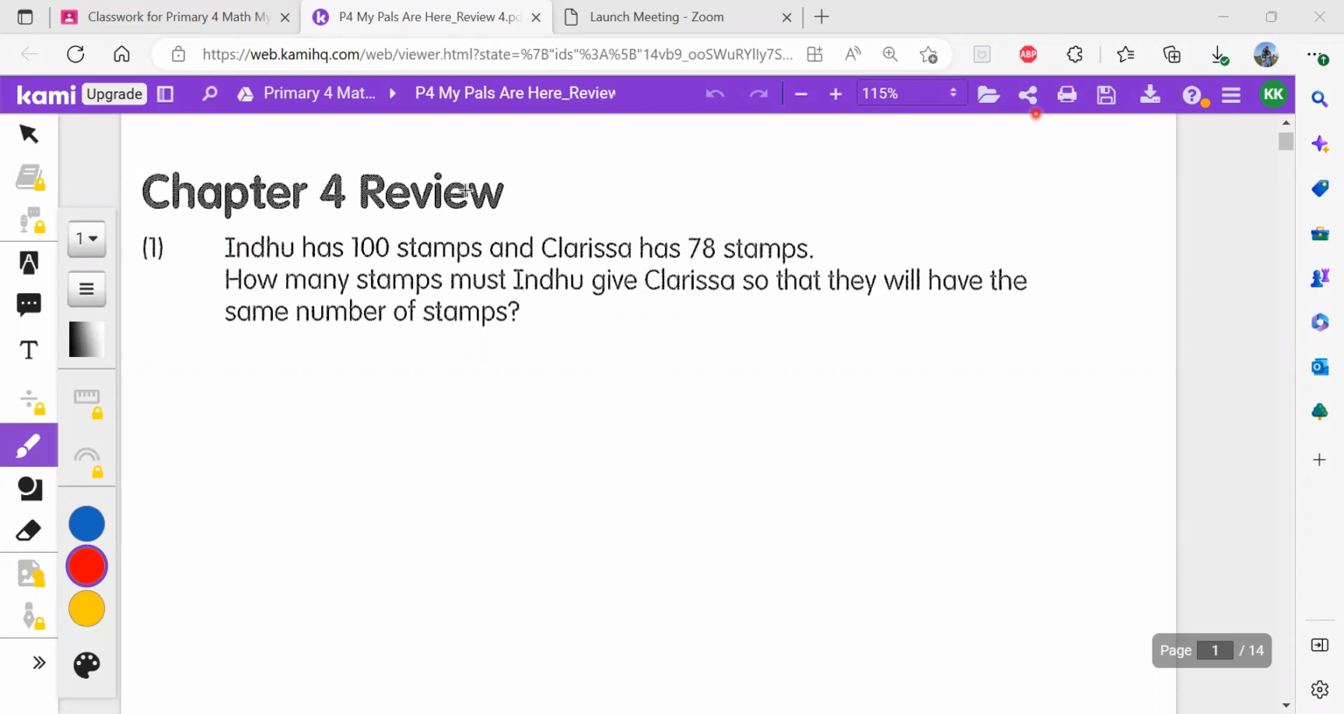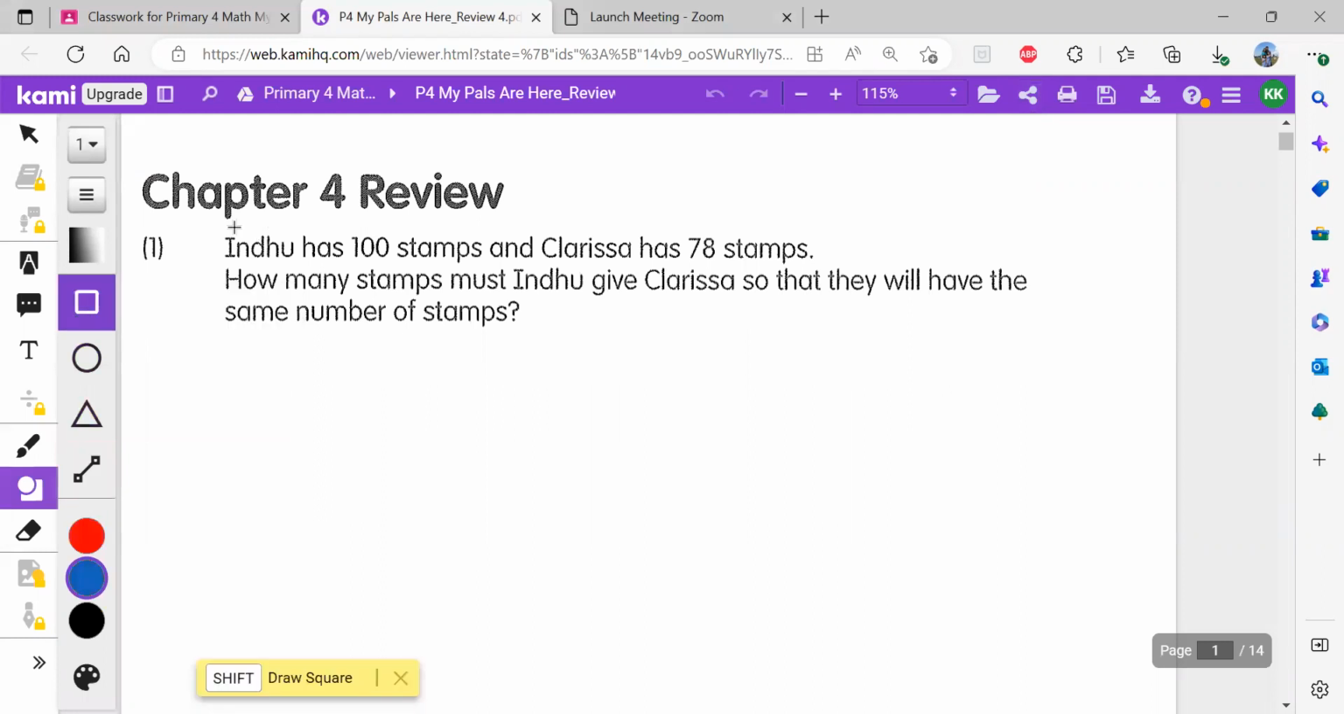Right, to turn it into a picture problem, we use models, right? We use model drawing because model drawing is like a picture. We use rectangles to represent the numbers. Okay, so let's turn this question sentence by sentence into a picture. And we usually start with the first sentence if we can. All right, so let's take a look at the sentence. The first one says Indu has 100 stamps and Clarissa has 78 stamps.